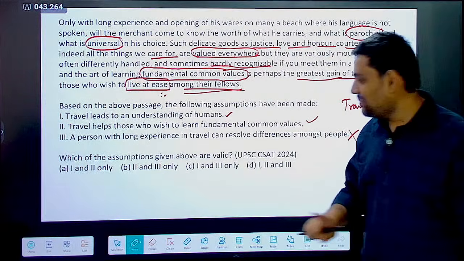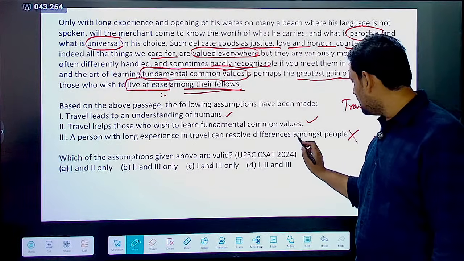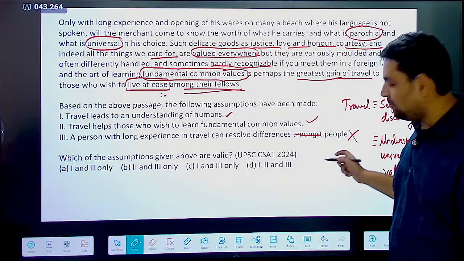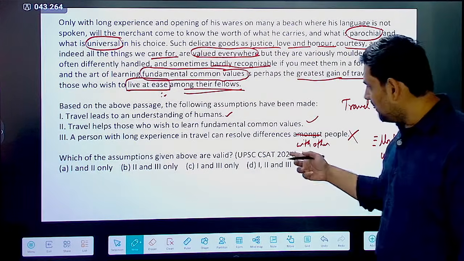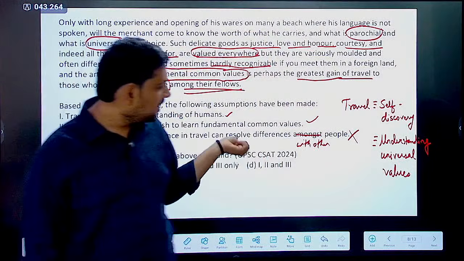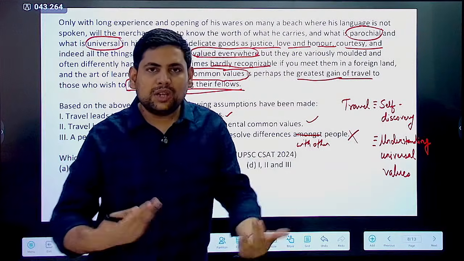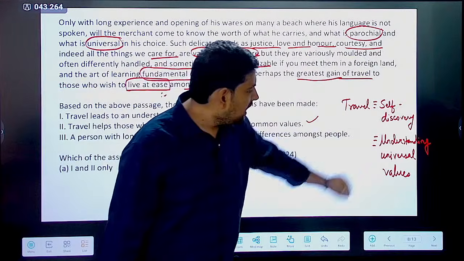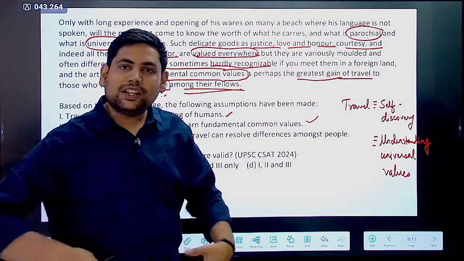A person who has experience in travel can resolve differences with other people. This I understand, that some person who has long experience of travel can resolve differences with other people. Whatever differences I have, I will be able to resolve with other people. But resolving disputes amongst people is a very different thing. That means I become a better judge.